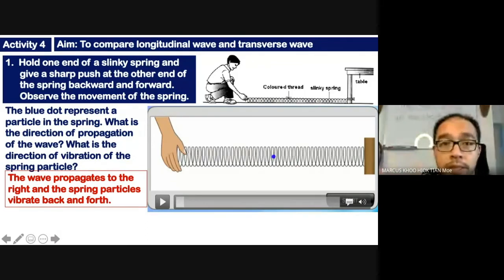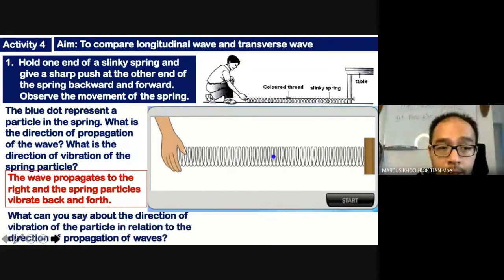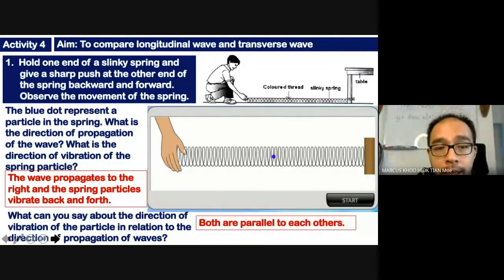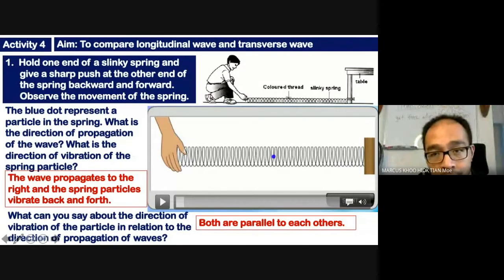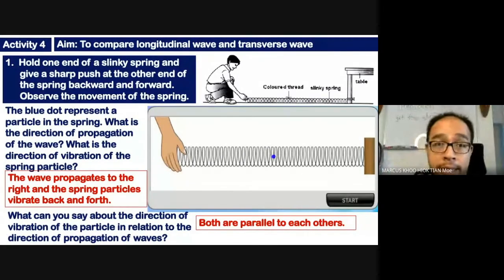But the spring particle, the molecule, is actually moving back and forth. Obviously, you don't see the spring changing positions. The spring is just in the same position. What is being transferred is the wave. So we find out that both are parallel to each other. The direction of the propagation is to the right, and the direction of the spring particles is also on the same line. So we call this parallel to one another, and you've learned about parallel and perpendicular in AdMaths, with Kuan Lim, I hope.